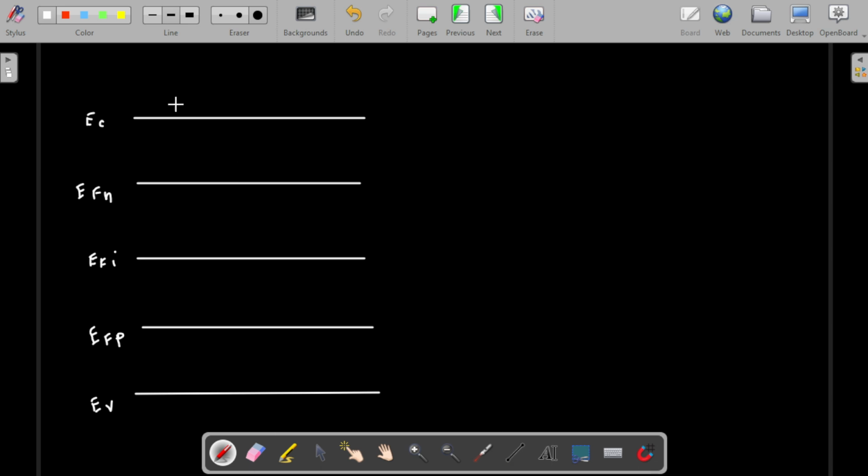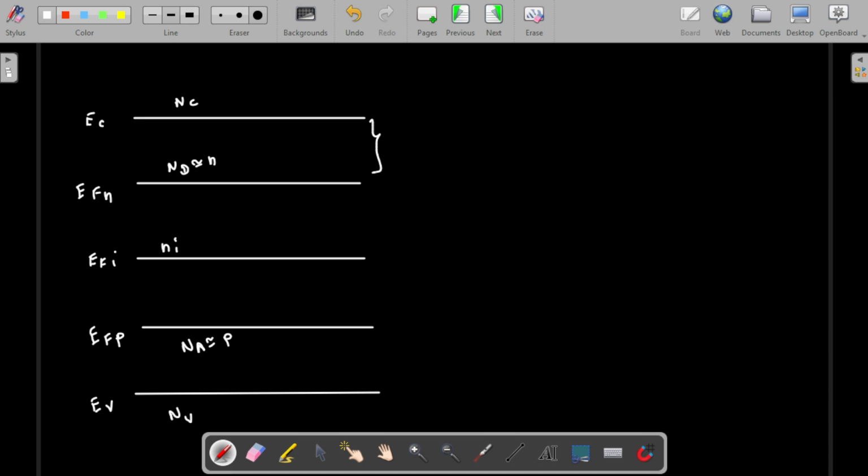We know that the density concentration will be called NC here, and here will be NV. Here we can call NA, which will be approximately equal to P, and here we call ND, which will be approximately equal to N. This is NI because it is the intrinsic level.